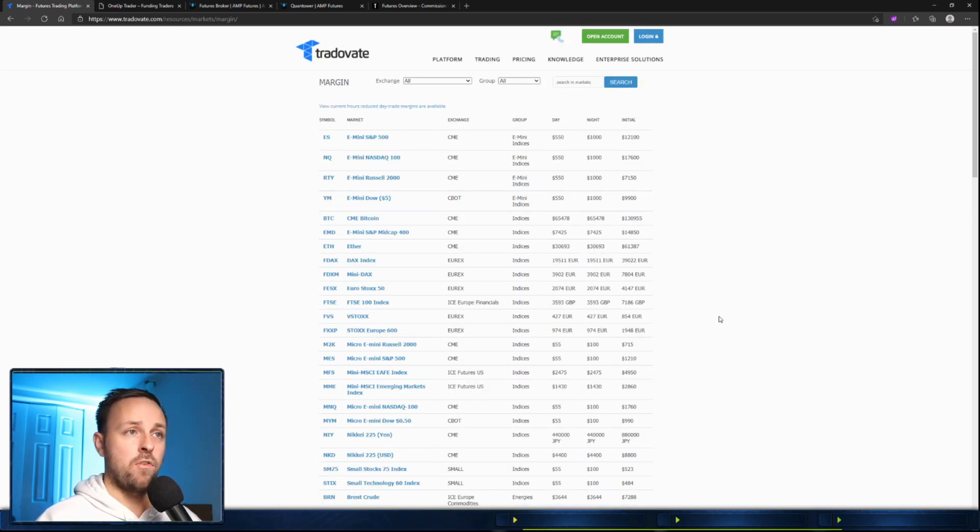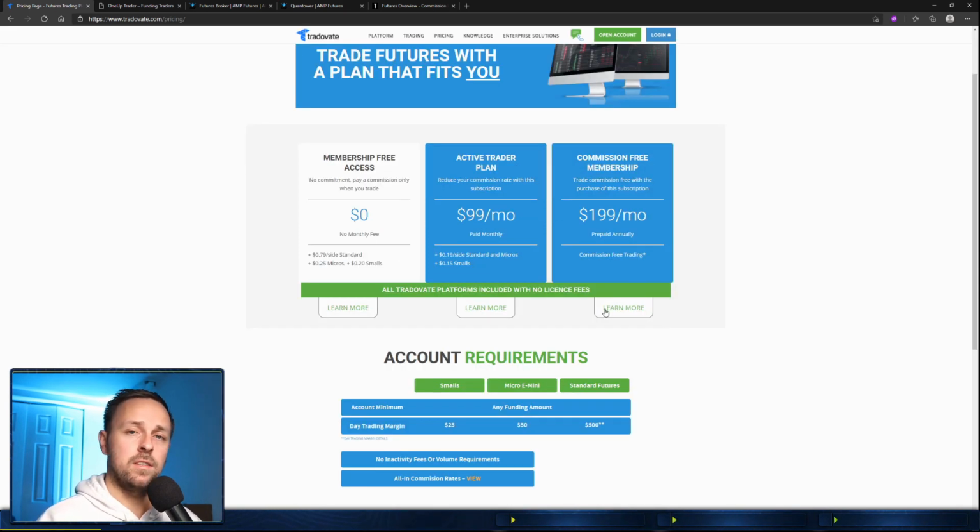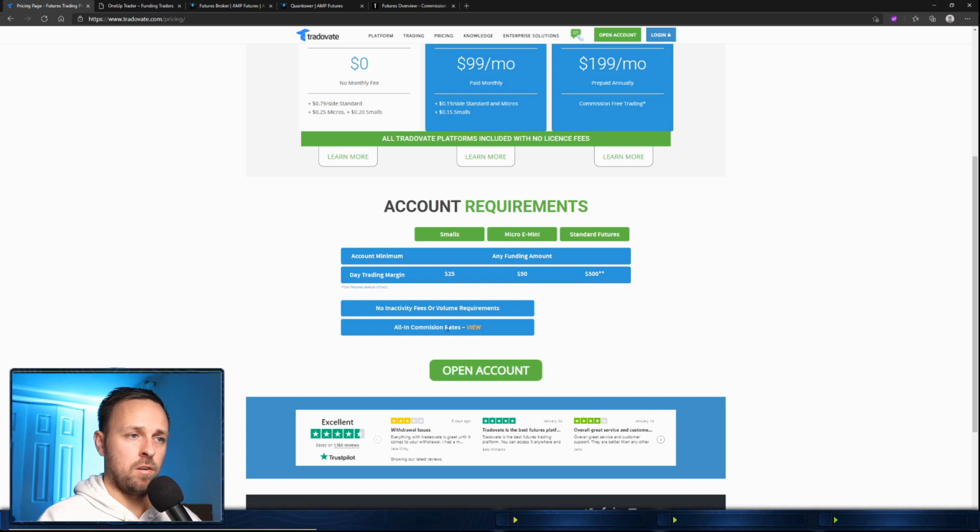The commissions that they offer are pretty good. However, they do offer also an active trader plan. So with the active trader plan, you could actually lower your commissions. I would not recommend this unless you trade high volumes with a little bit of a bigger account or you micro scalp like I do. You could just go on their website and see all the commissions here.